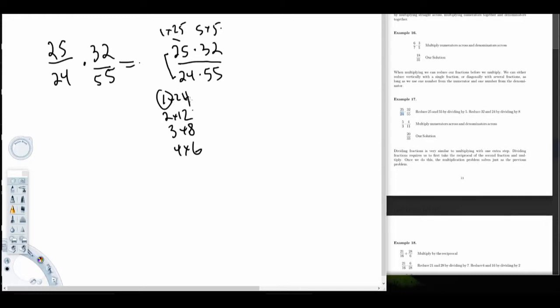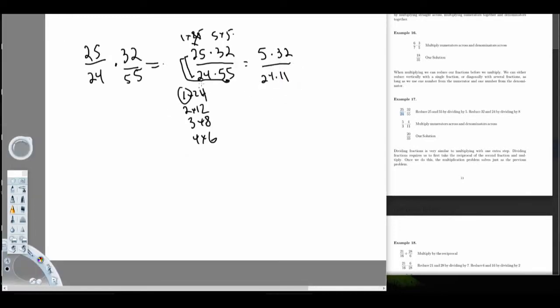There's a 25. Is there a 25 here? No. Is there a 5 here? No. So these two cannot be divided. Can't reduce these two. Now what they're saying is, maybe you can reduce these two. And you can divide everything by 5 here. So let's rewrite this equation. 5 times 32 over 24 times 11. Okay. So now we have, it's the same thing. So we're done with number 5.